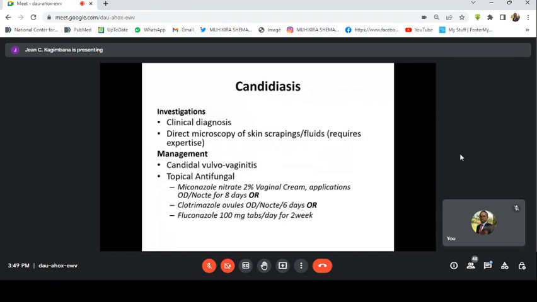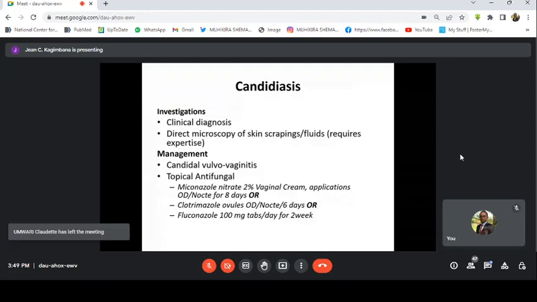Investigations: most of the time, for me, I don't need any investigation. It is a clinical diagnosis. You just look for a creamy discharge or milk-like discharge in the mouth. Okay. The tongue is coated with whitish plaque, and then treatment.